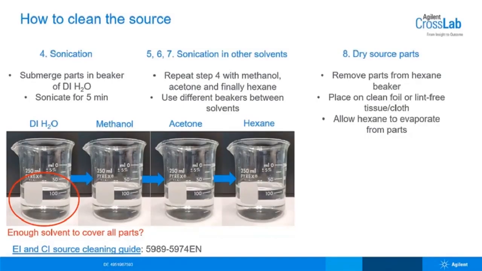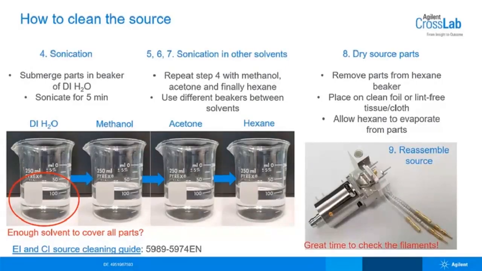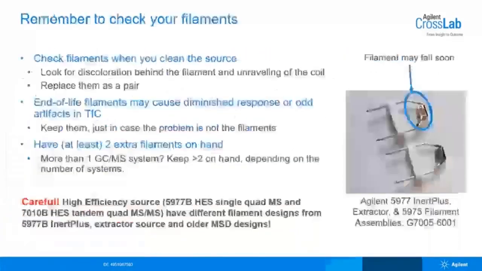Next, we'll remove the parts from the hexane beaker and place them on clean foil or lint-free cloth to allow the hexane to evaporate from our parts. And then finally, reassemble the source together.